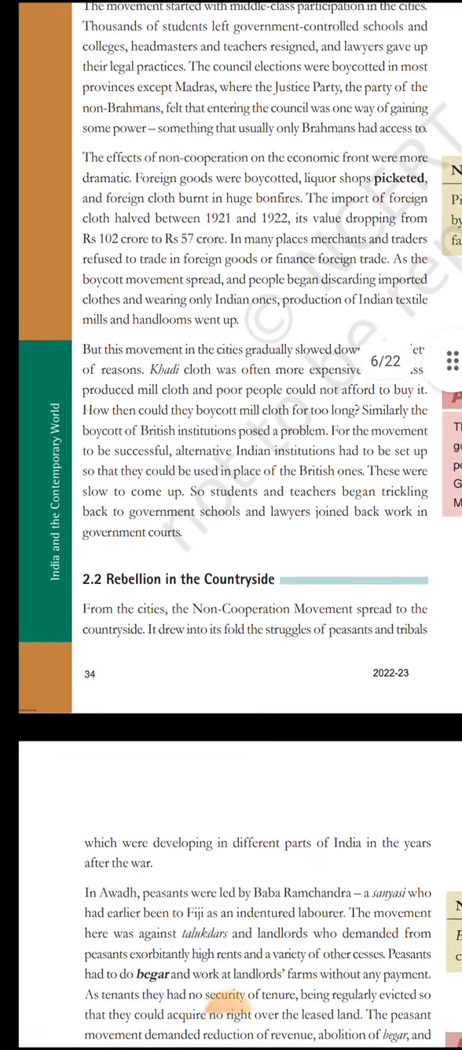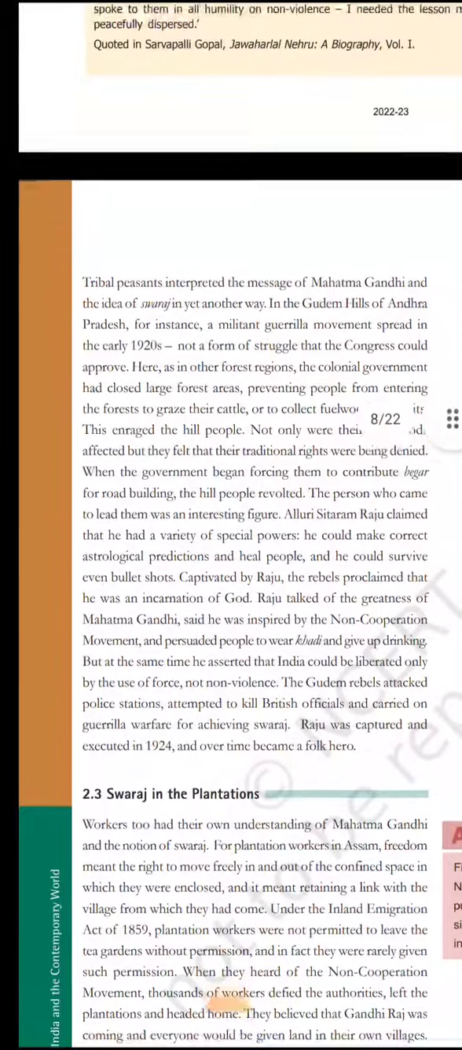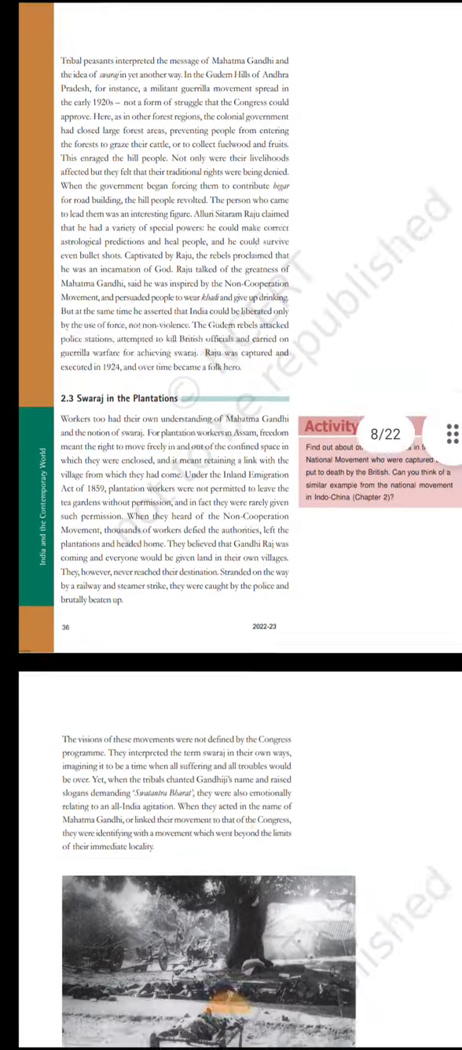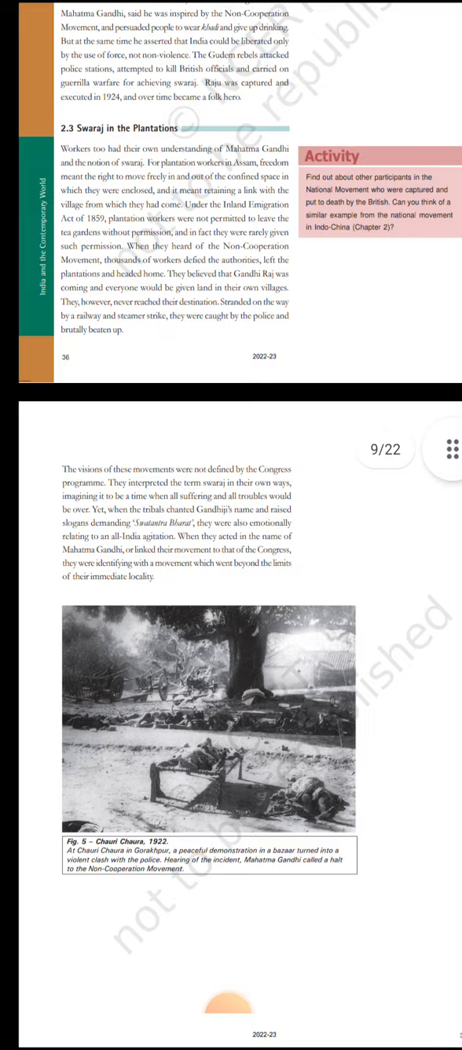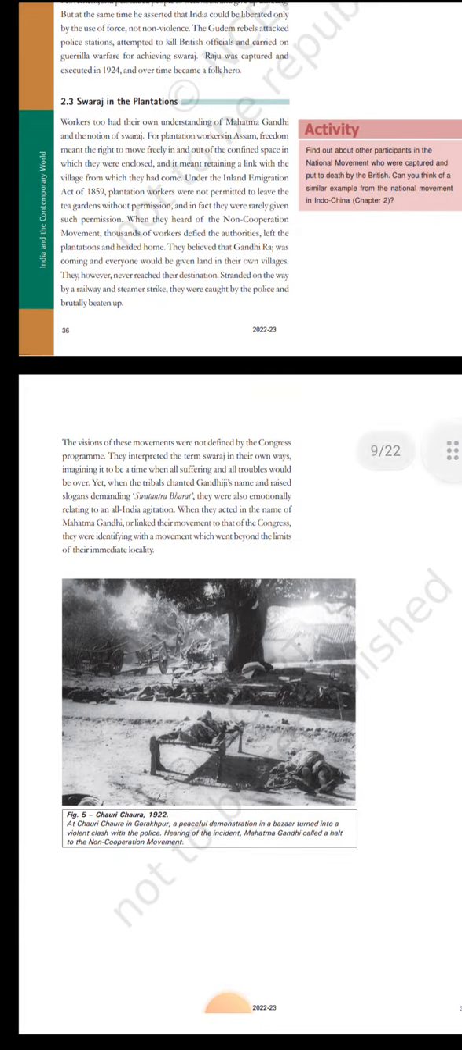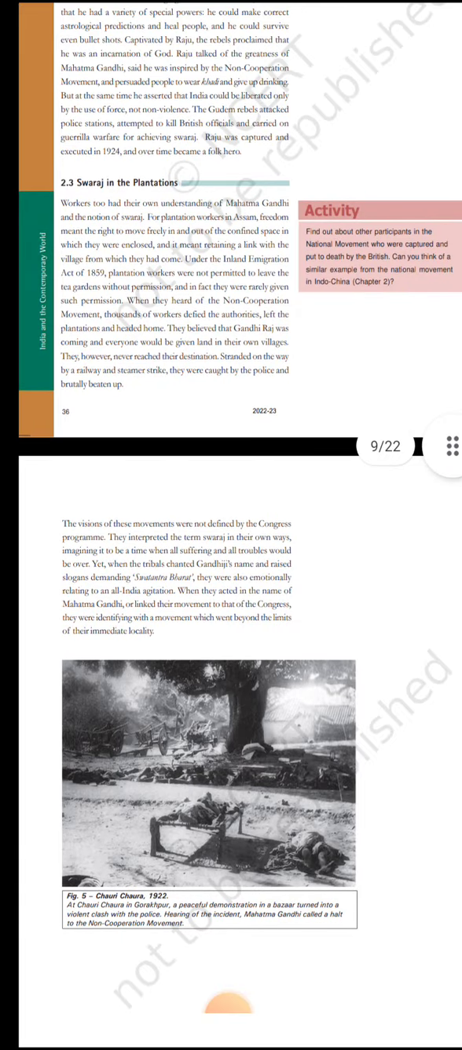Now the Swaraj in the plantations. Let's see how Swaraj was understood by plantation workers. Workers had their own understanding of Mahatma Gandhi and the notion of Swaraj. Means different people had different thoughts. They believed that Swaraj had another meaning for all the people. It was not the same understanding: some people thought Swaraj meant abolishing the begar system or the revenue system, and some people thought Swaraj meant preventing people from entering the forest.